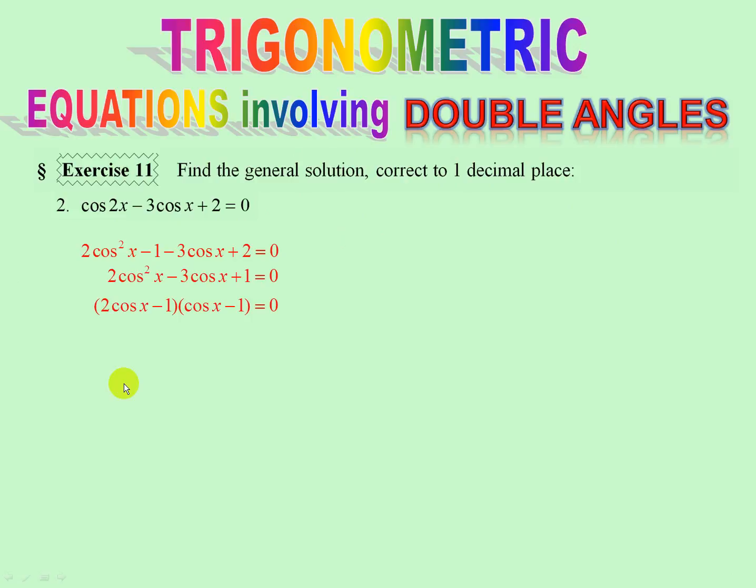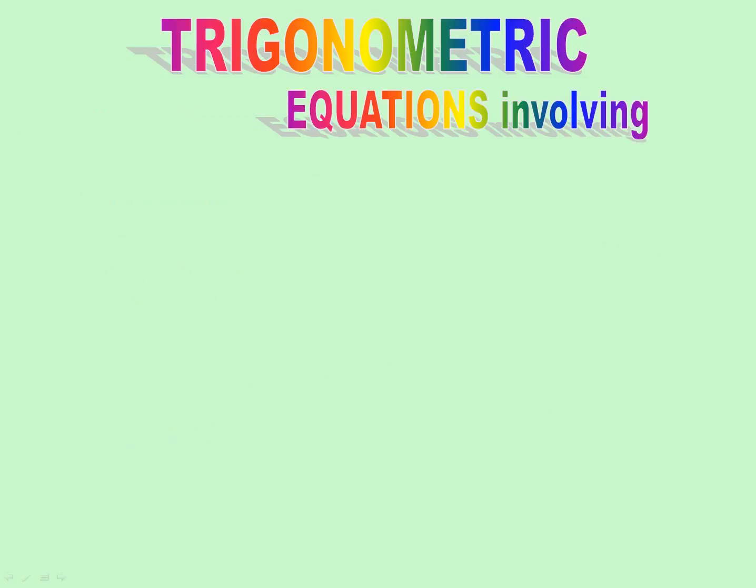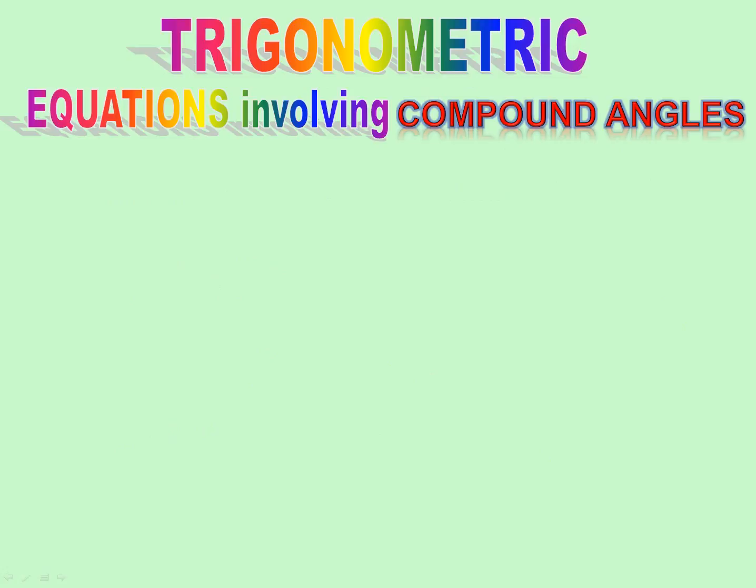factorize, solve. Oh, we get cos x equal to a half again, and 1. There we are, 60 plus K360, and 360 minus 60 plus K360. And K360, because it starts at 1 at 0 and then it's only back again at 360 degrees. So every 360 degrees. Right, now we're going to look at equations involving compound angles.